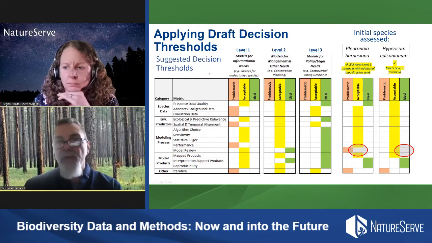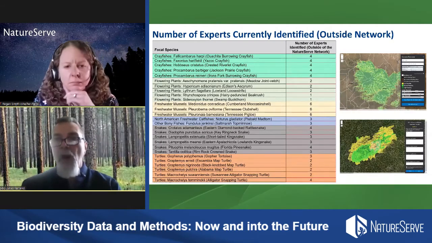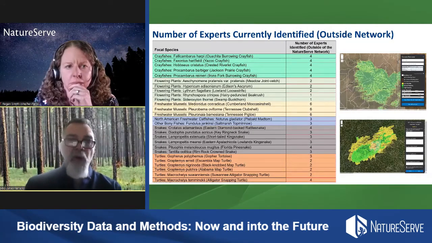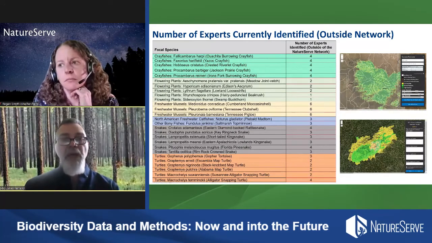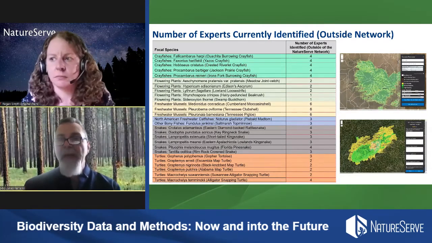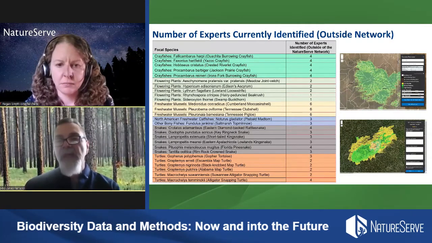So we're taking that review to our broad partnership. We're looking for folks inside the Heritage Network as well as outside. How many people can we get from academia, from the Service, from other partners that we have on the ground to review these models and help us generate the broadest sense of awareness of the model and consensus to its accuracy and its proper use as possible?